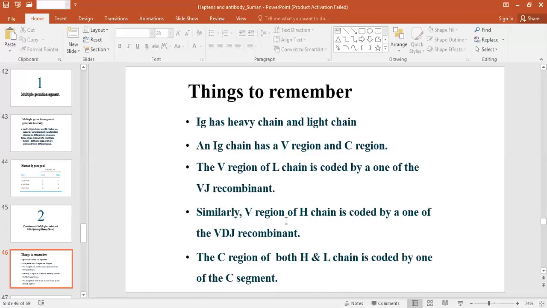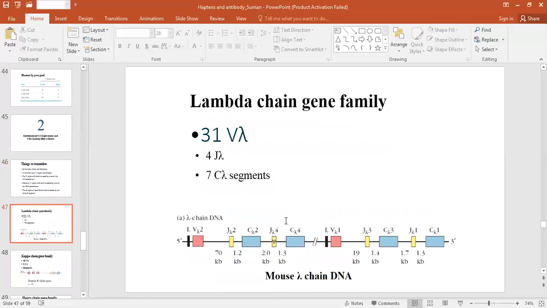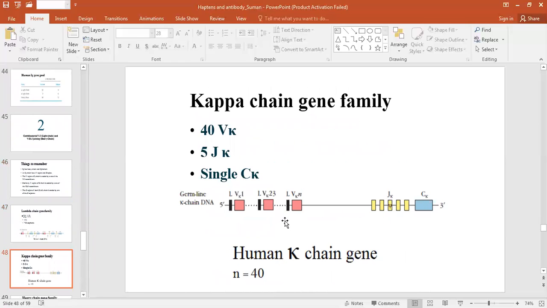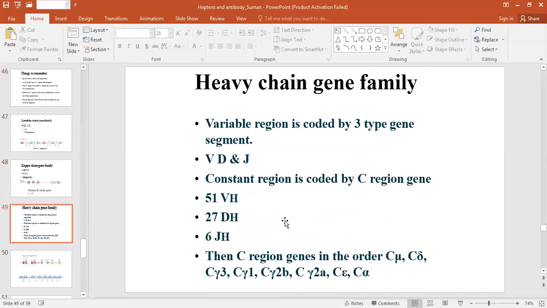So the C region of both H and L chains is coded by one of the C segments. So there are multiple genes in C. For an example, here you can see the lambda chain gene family. They have 31 V lambda, 4 J lambda, and 7 C lambda segments. And this is an example of a mouse lambda chain. In case of the kappa chain of a human being, the immunoglobulin kappa chain gene has 40 VK, 5 JK, and a single CK.